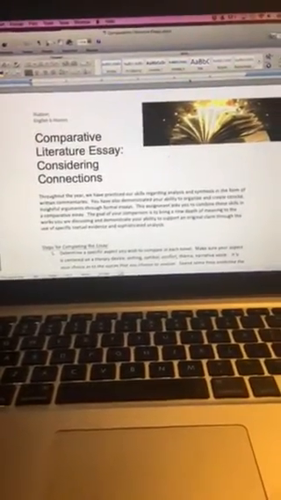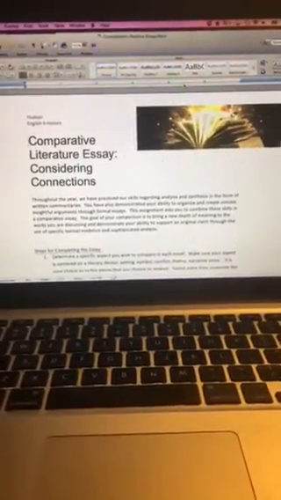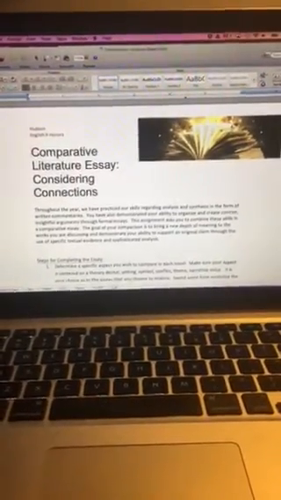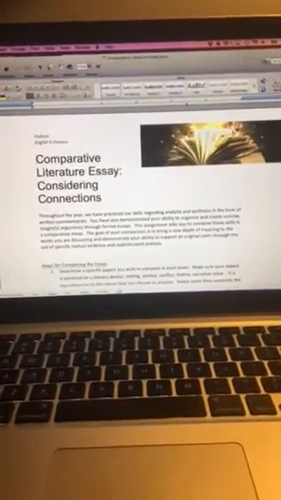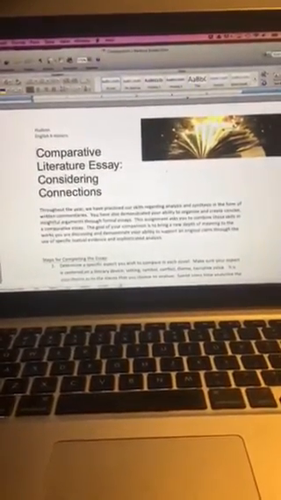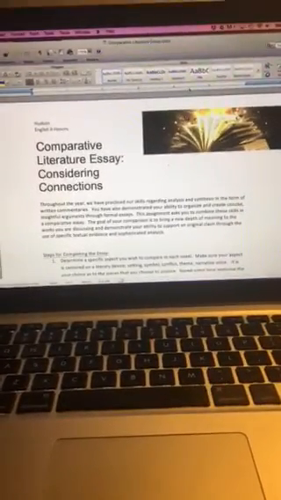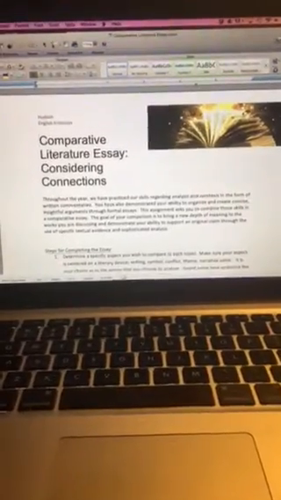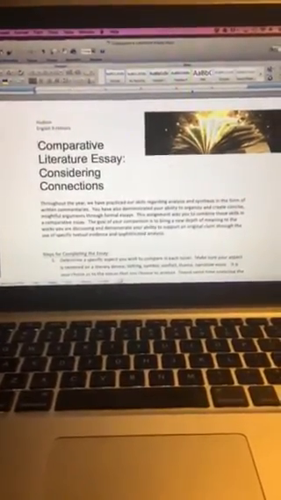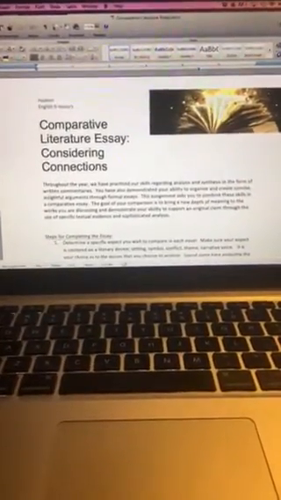in your formal essays. But this assignment really asks you to combine these skills because you have to have the analytical nature of a commentary, but then you really have to keep that focus and that organization as you would in your formal essays. And really, your goal here is to bring a new depth of meaning to the works that you're discussing, and to demonstrate your ability to support an original claim. And the really key word there is original claim.